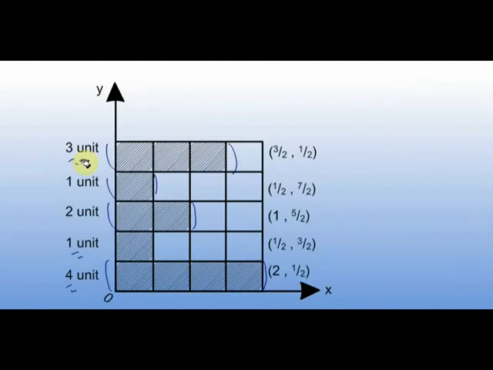Now to find out the center of mass of the entire shaded region, we'll find out the center of mass of each of these 5 separate regions, that is, the region with mass 4 unit, the region with mass 1 unit, the region with mass 2 unit, the region with mass 1 unit, and then the region with mass 3 unit.